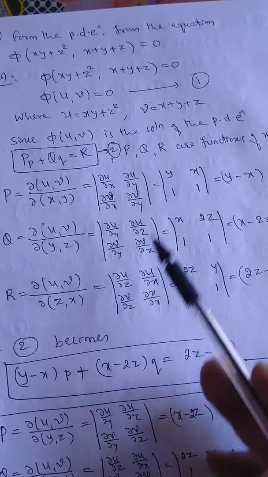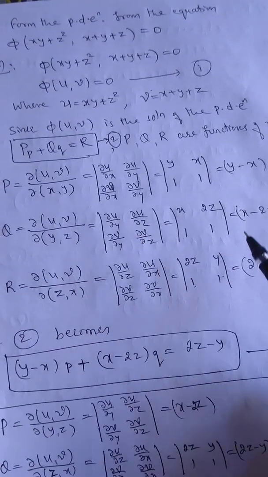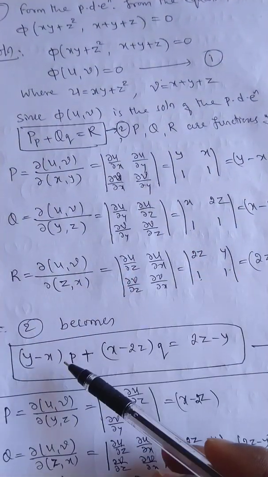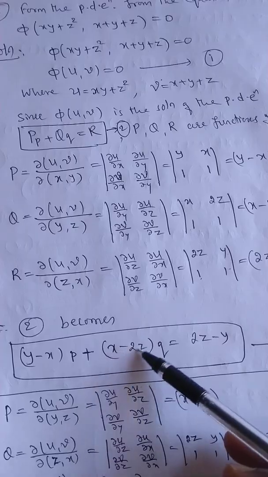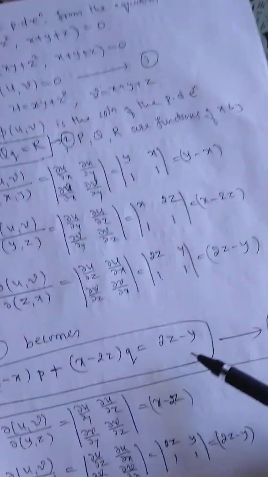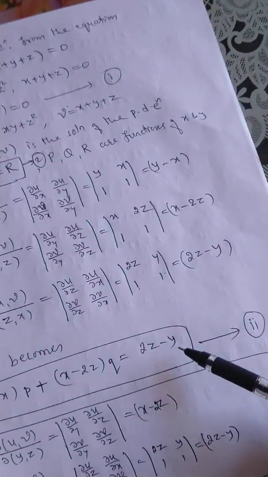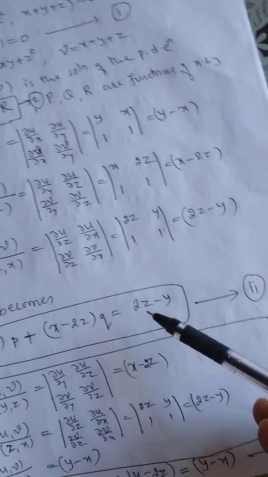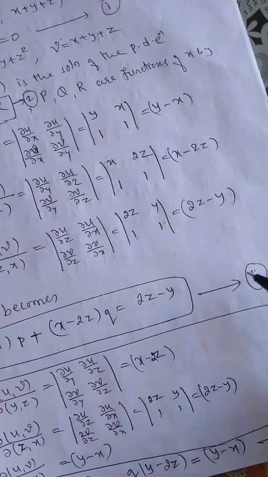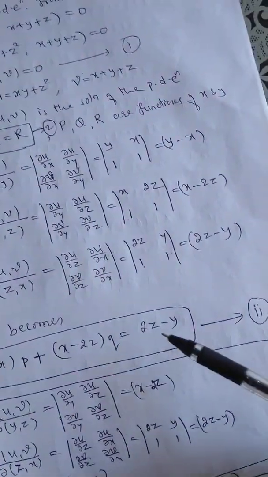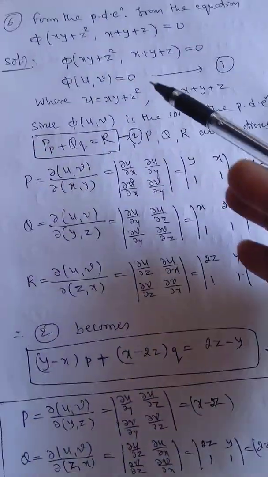Writing the partial derivatives in this and substituting P, Q, R in this, we have (y − x)p + (x − 2z)q = 2z − y, which is the partial differential equation of 1. 1 is the solution of 2, in this it is denoted by 2. 1 is the solution of 2 and 2 is the partial differential equation of 1.